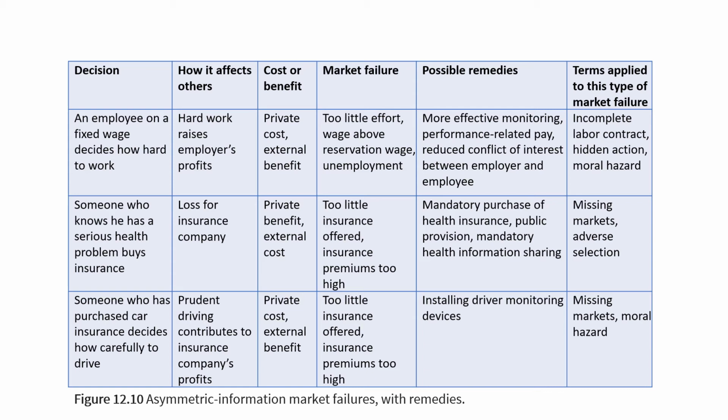Here we have some examples of market failures, in particular asymmetric information, and their remedies. So the third type of asymmetric information with market failure is when someone who has purchased car insurance decides how carefully to drive. Prudent driving contributes to insurance companies' profit. There's a private cost, but there is an external benefit. So there's a private cost to buying insurance.